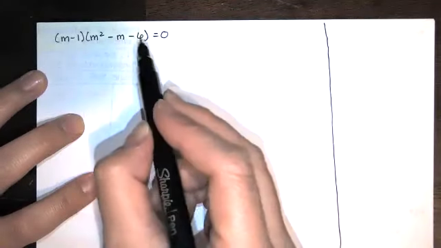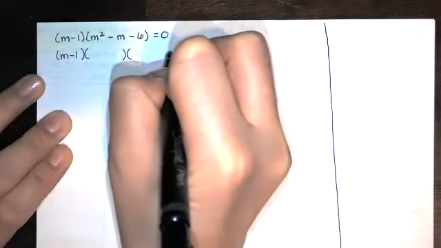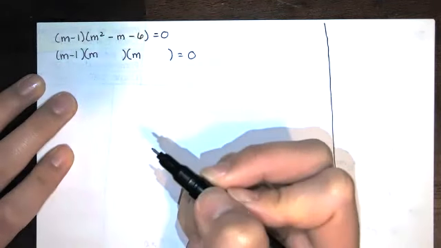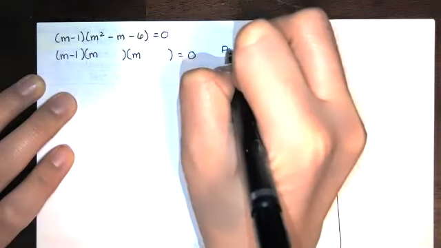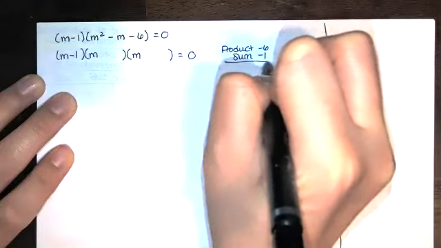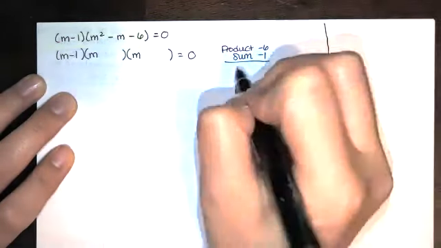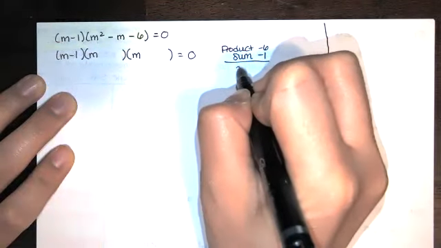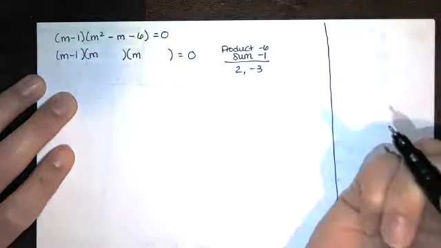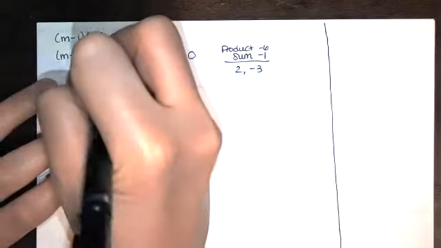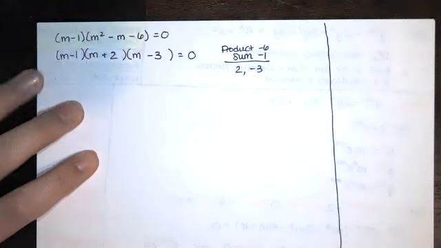If this factors, we should factor it, and it does. I need two numbers that multiply to give me negative 6, that add to give me negative 1. Since the product is negative, the numbers are going to have opposite signs. So what I'm really looking for is two numbers that have a difference of 1. 2 and 3 will work. If that one's negative, negative 3 plus 2 is negative 1, and negative 3 times 2 is negative 6. So I have a plus 2 and a minus 3 there.